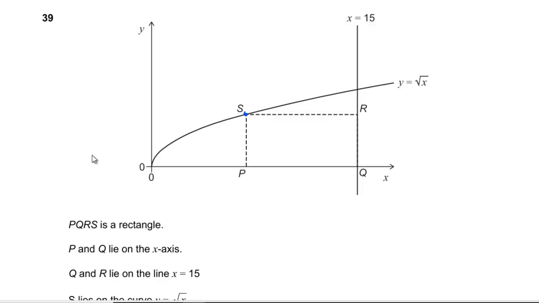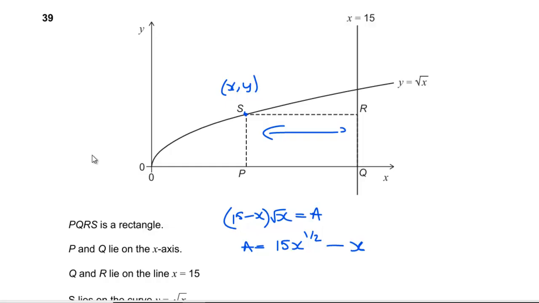Say S was at (x, y), then this width is going to be 15 minus x, and then our y is root x, so that is our area. We want to maximize that, so I'm going to differentiate it. Let's write that out as 15 x to the half minus x to the 3 over 2. So dA/dx is going to be 15 over 2 x to the minus a half, minus 3 over 2 x to the half.